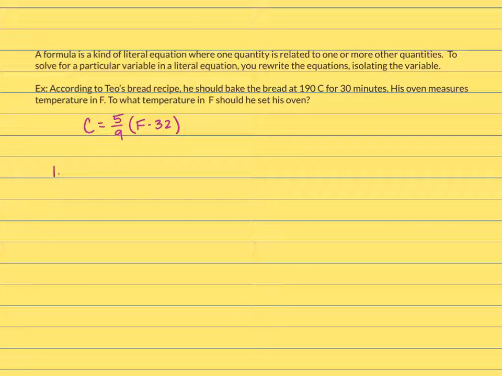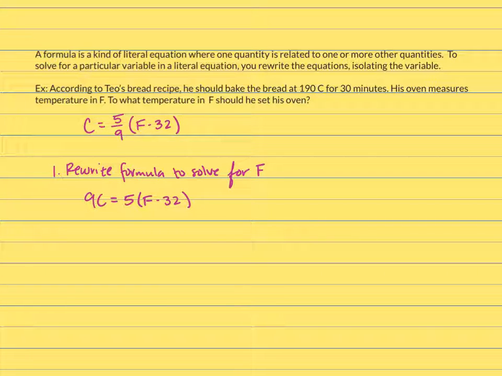So the first thing we're going to do is rewrite our formula to solve for F, because that's what we want to do. So I'm going to first multiply both sides by 9, so I get 9C equals 5 times the quantity of F minus 32. I'm going to divide both sides by 5, so I get 9C over 5 equals F minus 32. And then I'm going to add 32 to both sides, so I get 9C over 5 plus 32 equals F.